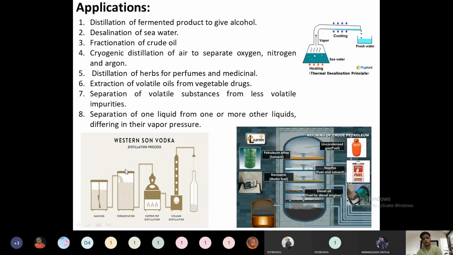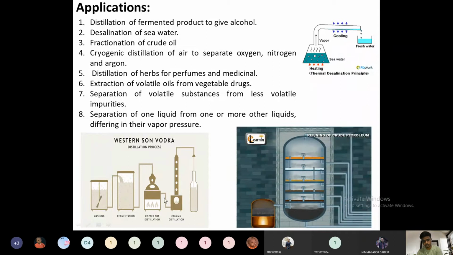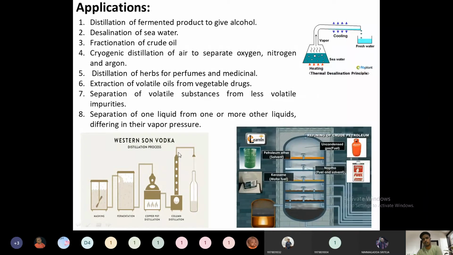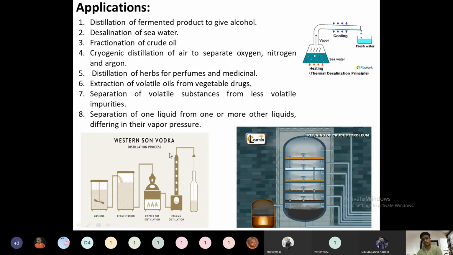So after fermentation, the product will be fed to the distillation column. It is a pot still, or what we call simple distillation, or batch distillation. After that, for the advantage of obtaining pure alcohol, we feed that product into the continuous distillation column. Then what will happen? The more volatile component, obviously the water, is separated from the rest. So we can concentrate the alcohol, and the pure alcohol we can just pour into the bottle.